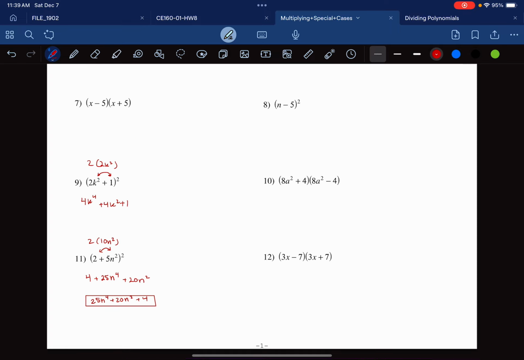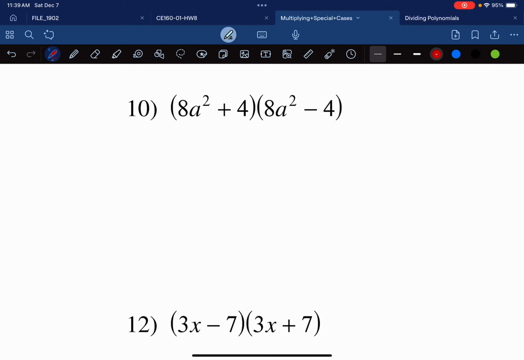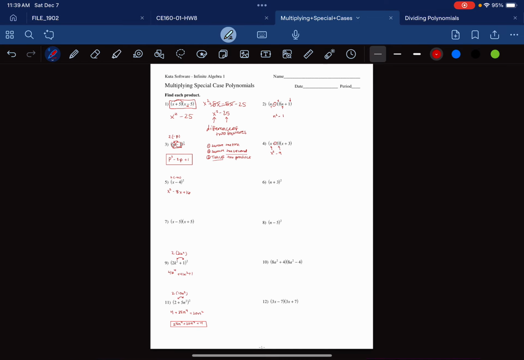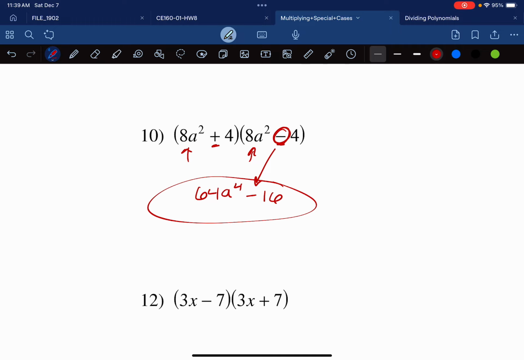Okay. Let's do these two. And then we'll flip to the next page. So this one is back to just square the first and square the second because we have a positive sign and a negative sign. So our middle terms are going to cancel each other out. So we can just square the first, which is going to be 64a to the 4th. And square the second is going to be 16. But we have our negative sign, so that needs to carry through to our answer. And that is your answer.